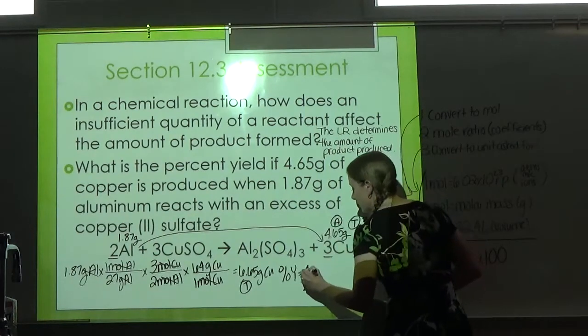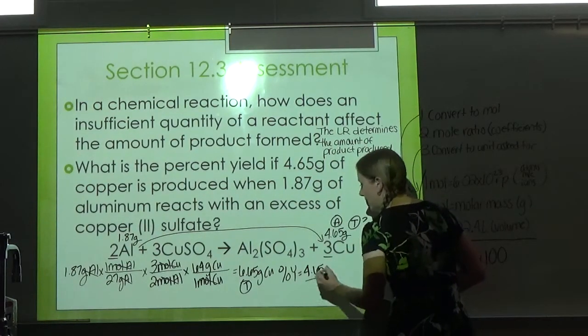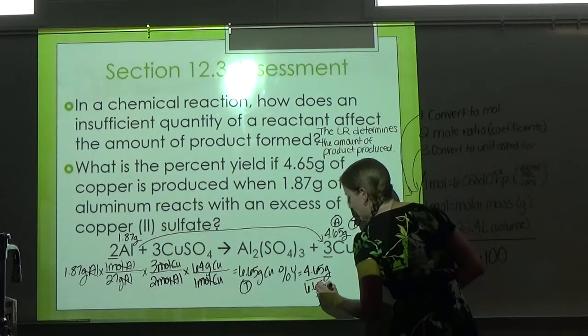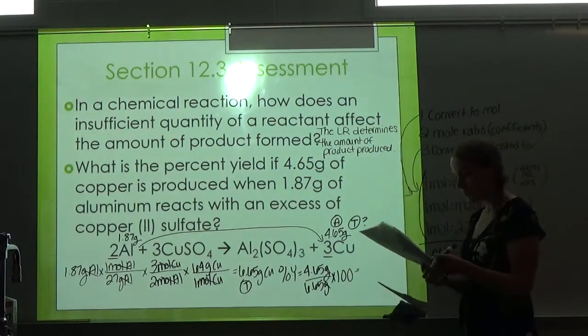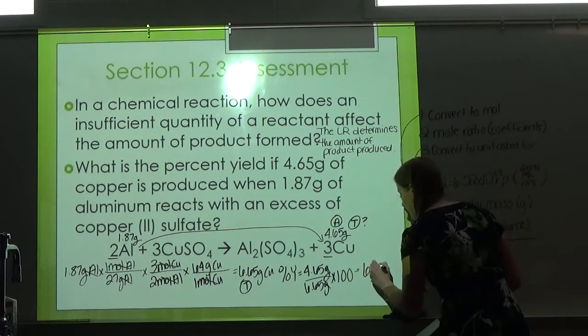All right, so percent yield is actual over theoretical times 100. So my actual is 4.65 grams. My theoretical is 6.65 grams times 100. Those grams cancel, and so once I solve, I get about 69.9%.